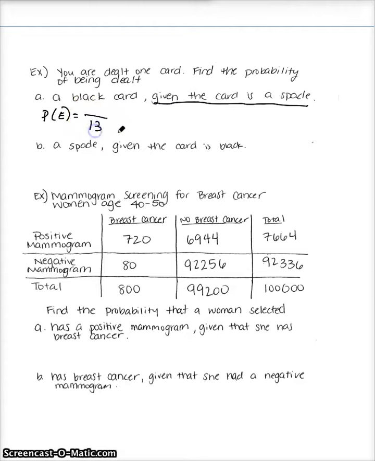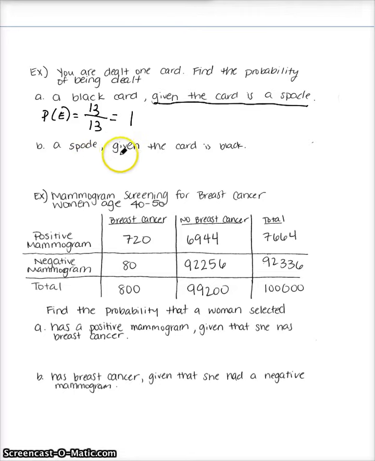There are 13. Now, the probability of being dealt a black card involves determining how many black spades are there. Well, all of my spades are black, so there are 13 of them. The probability of being dealt a black card, given that the card is a spade, is 1.